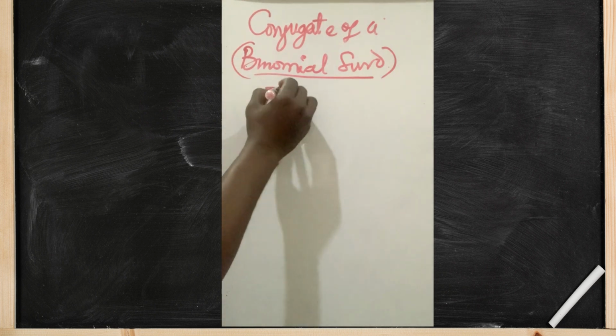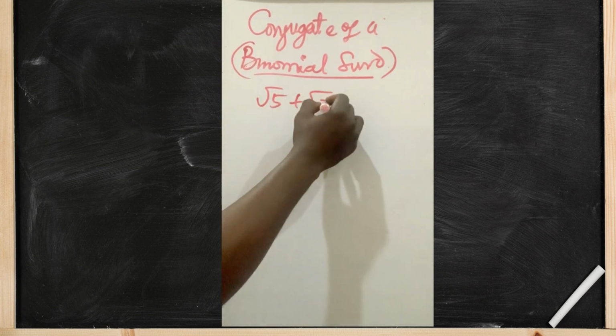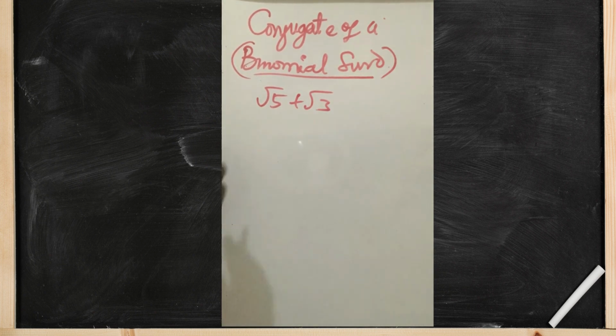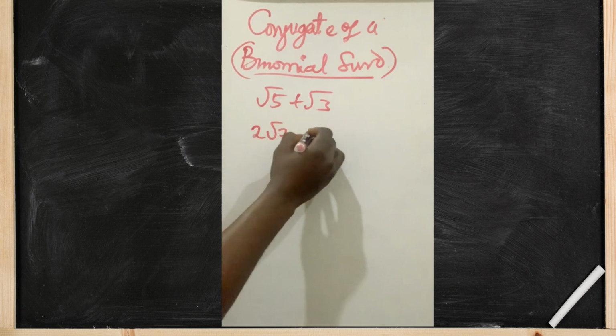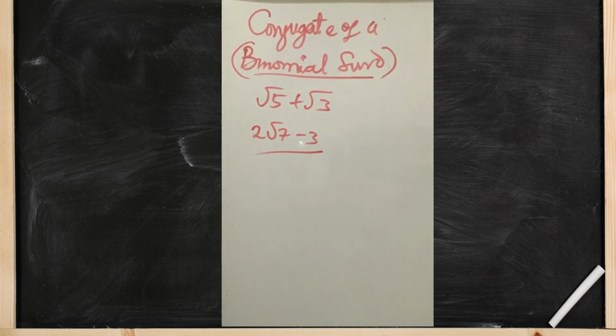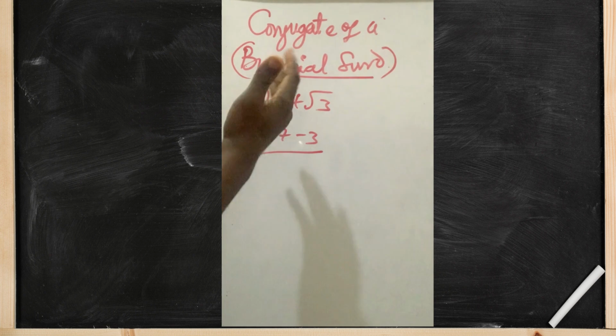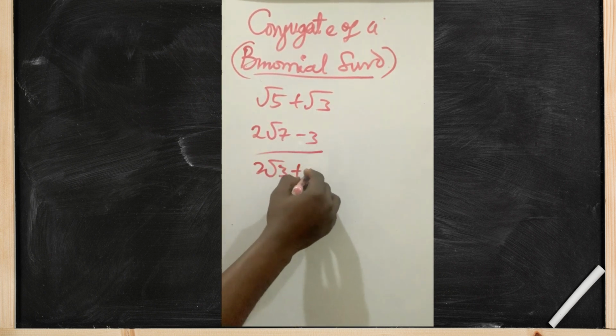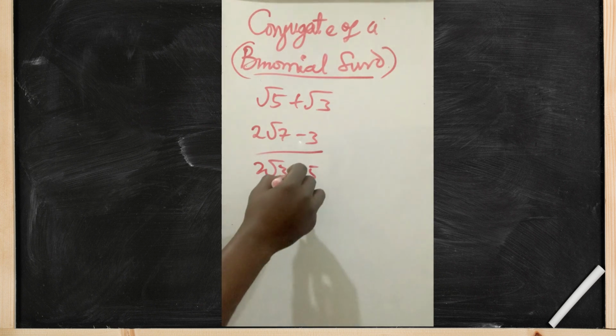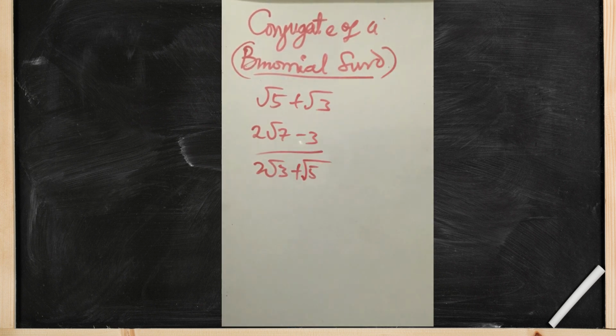Like we are having this. This is a binomial surd. We're having something of this nature. This is a binomial surd. All of these, they are binomial surds. You can even have something of this nature. They are binomial surds. You can even have it like this. They are still binomial surds.